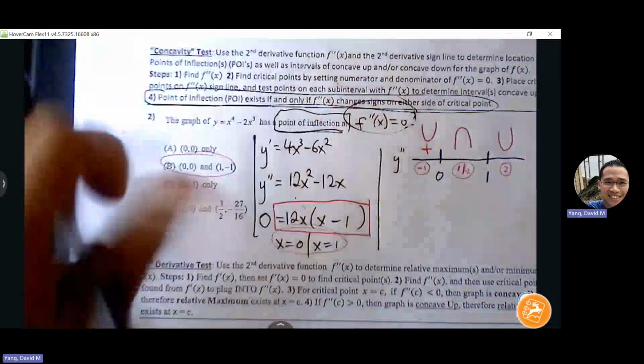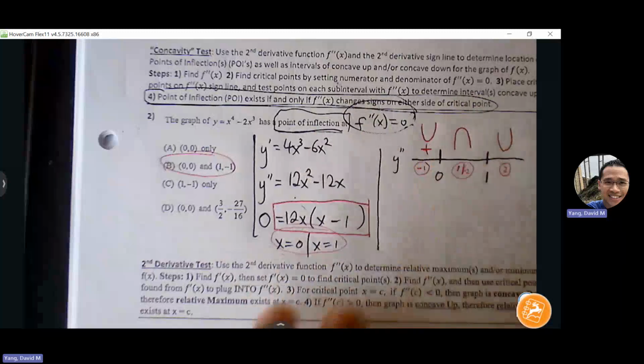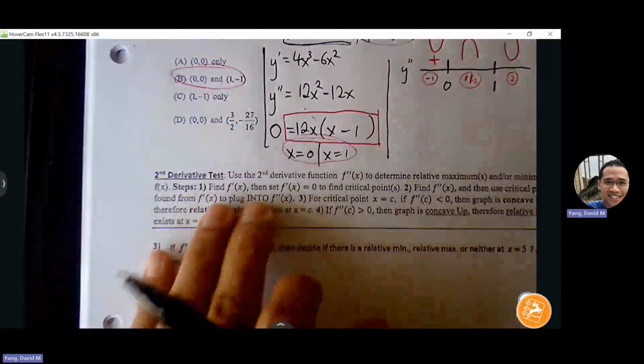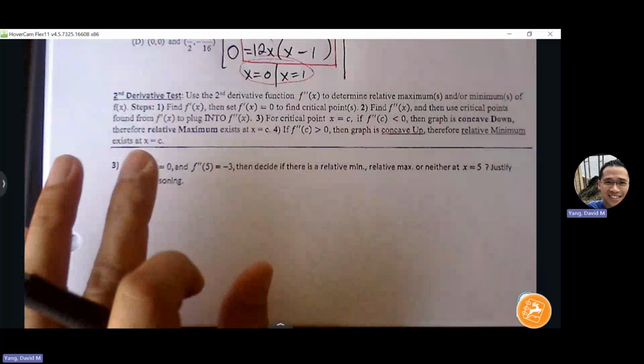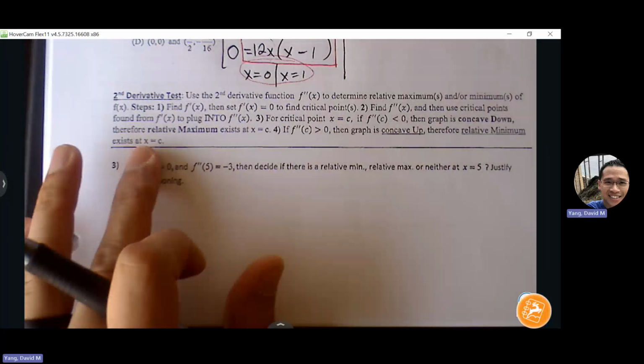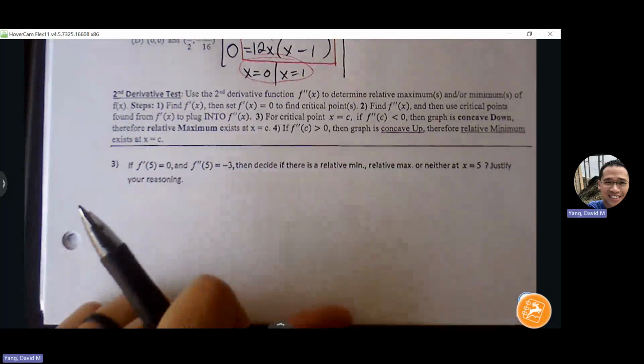The test for concavity and the second derivative test both involve the second derivative function, but they have different purposes. This is testing for concave up, concave down, point of inflection. This is testing for relative max, relative min. So this does the same thing as a first derivative test, but it's kind of like a roundabout way of gathering information.